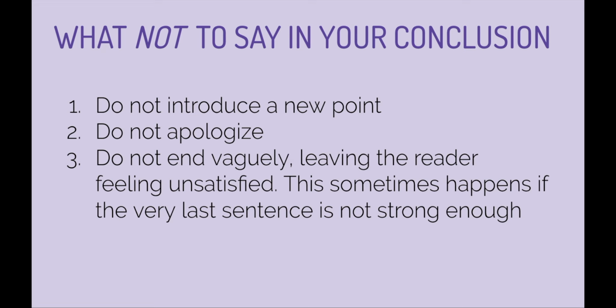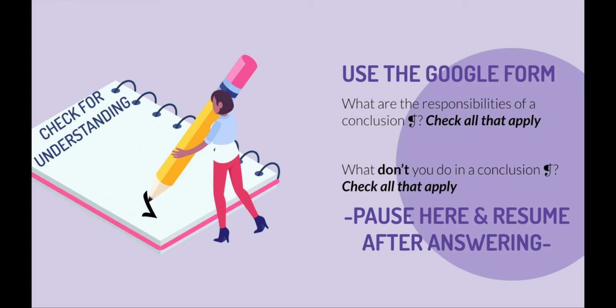Number 3, the reason why I talk about not ending vaguely is that you don't want to leave it on a sentence where you just say, all right, I'm done now. Give them something to think about at the end. This often happens because sometimes the last sentence is not very strong, or you as a writer may run out of things to say. This is the last Check for Understanding.